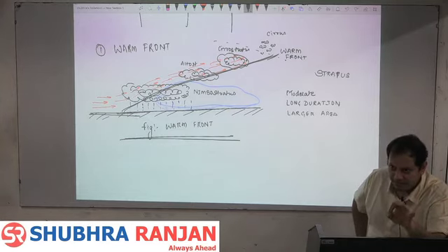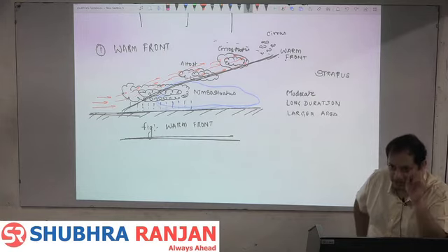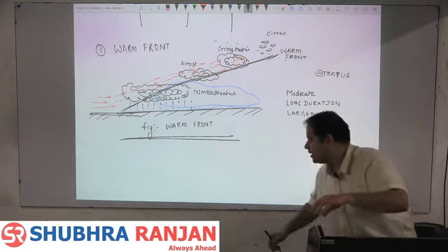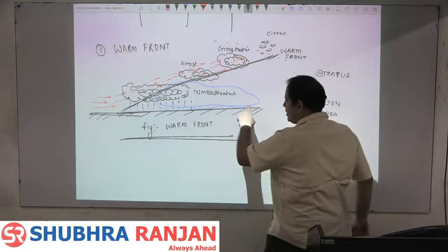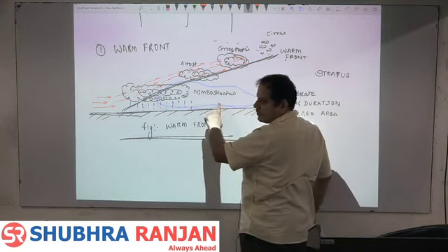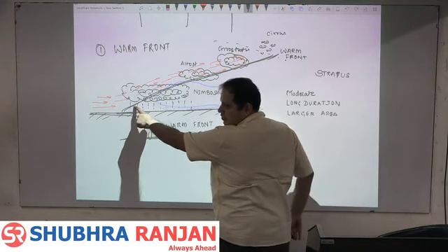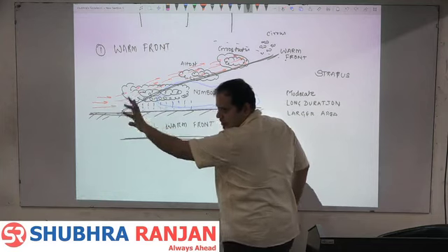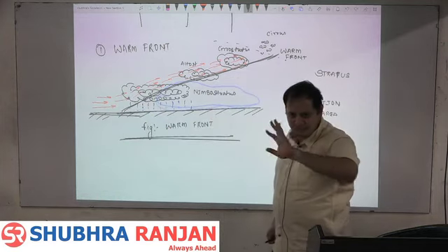Understanding why we say front is a region जहाँ पे there is an abrupt change in wind direction, temperature, pressure. You can see if you are standing here and अगर आप चल के जा रहे हो यहाँ से, तो you will see यहाँ पे तो cold air है, and suddenly इस line पे आते ही you will see there is a warm air. Abruptly temperature, pressure, wind direction, everything has changed.